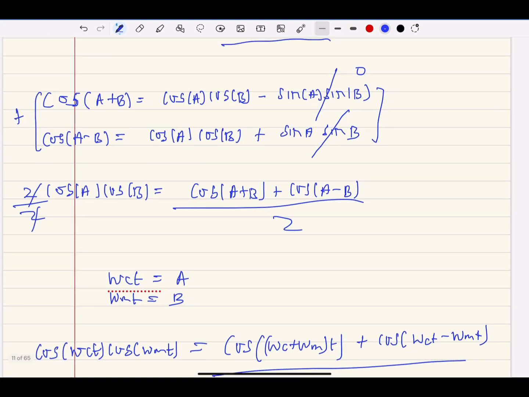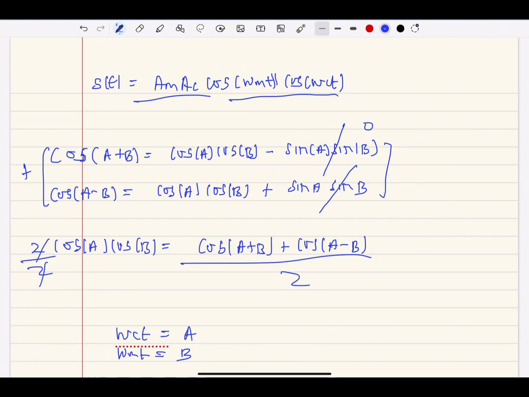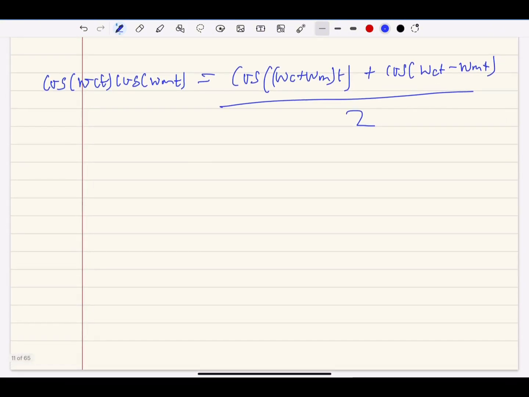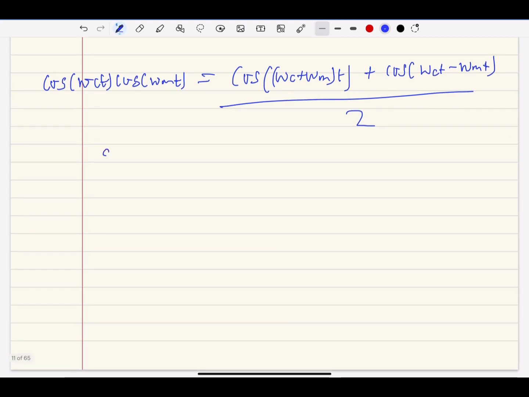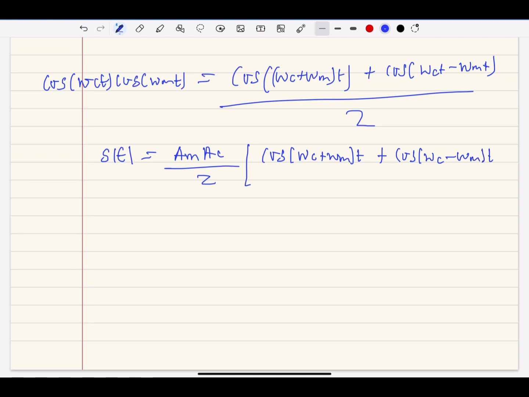remember that here we were having the amplitude to be Am Ac, and therefore we can say that our s(t) is equal to Am Ac over 2 into brackets cos(ωc plus ωm)t plus cos(ωc minus ωm)t.